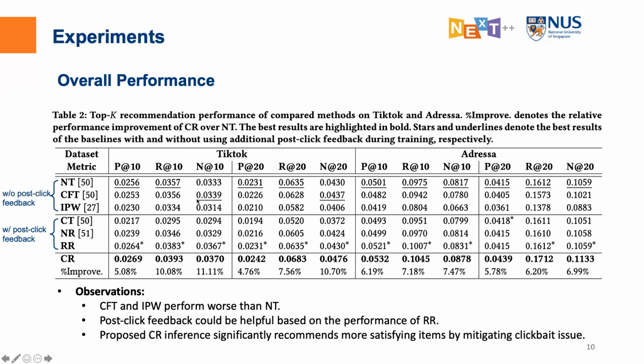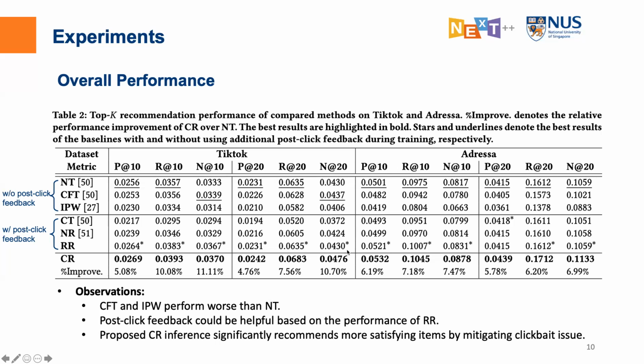So this is the overall performance. We can find that overall the methods using post-click feedback have better performance than the baselines without using post-click feedback during training. And our proposed method, CR inference, can significantly recommend more satisfying items by mitigating the clickbait issue. It means that the click feedback can be better predicted during the inference.